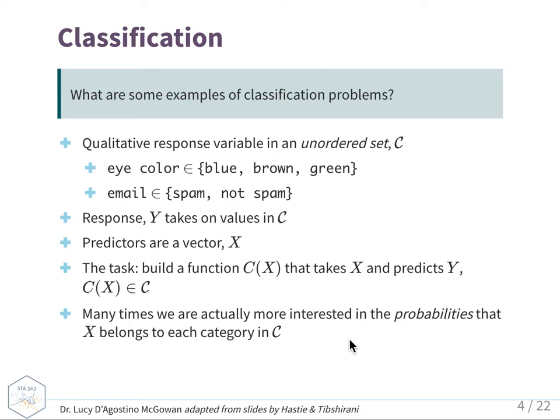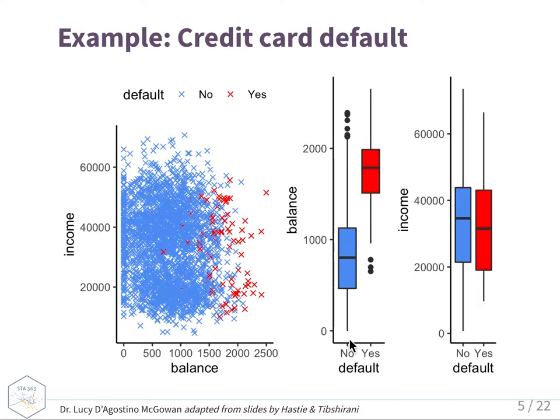Many times we're actually more interested in probability, so basically the probability that x belongs to each category C, and that's what logistic regression can get us.